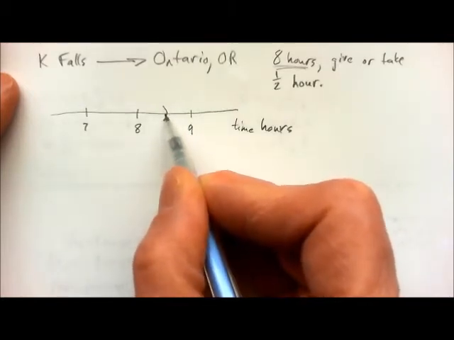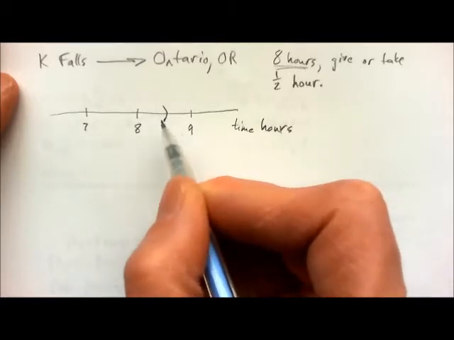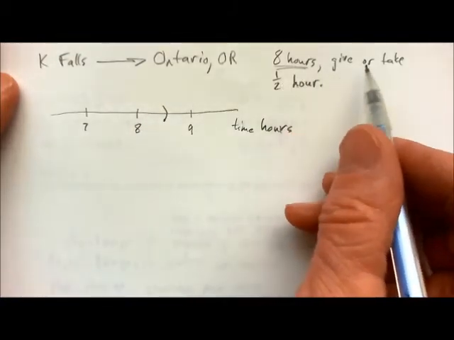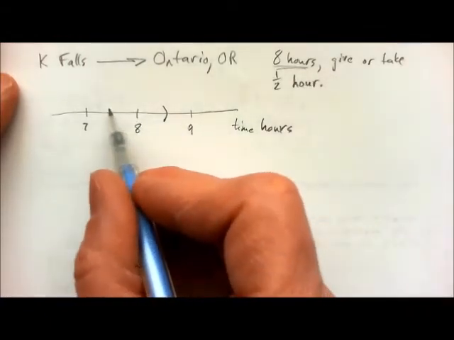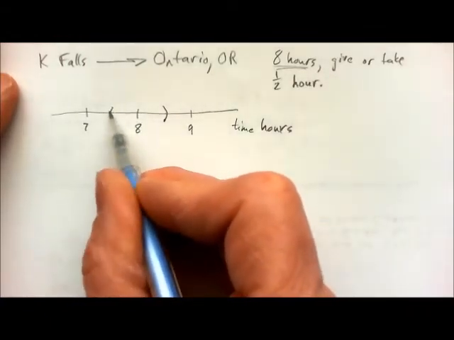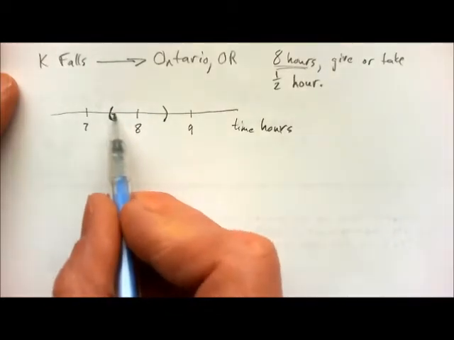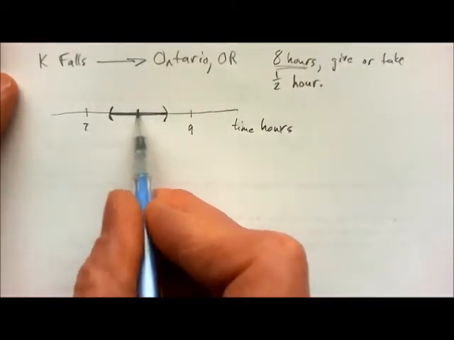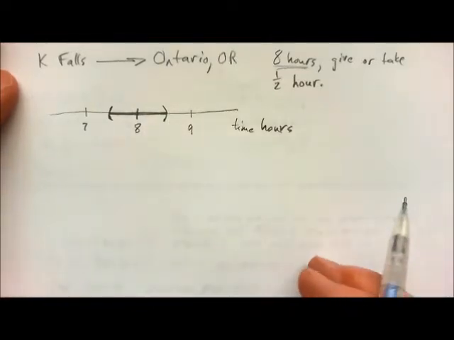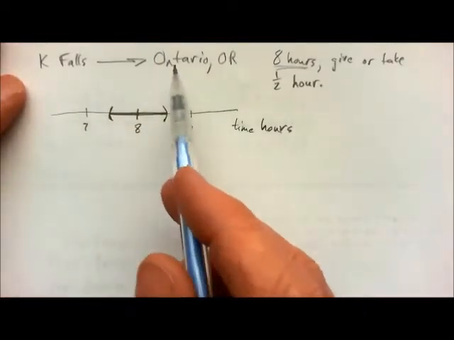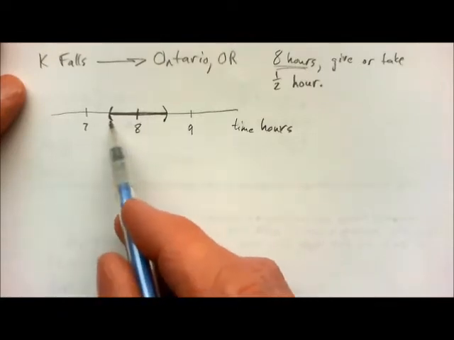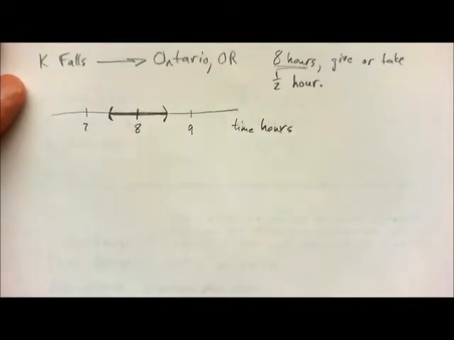Let's put a parenthesis here. And over here let's put one at 7.5 hours because he says give or take, so it could be even less than 8 hours, maybe 7.5. And these two parentheses then indicate a range of time values in which we think your trip from Klamath Falls to Ontario might lie. So it might be in the range from 7.5 to 8.5 hours.